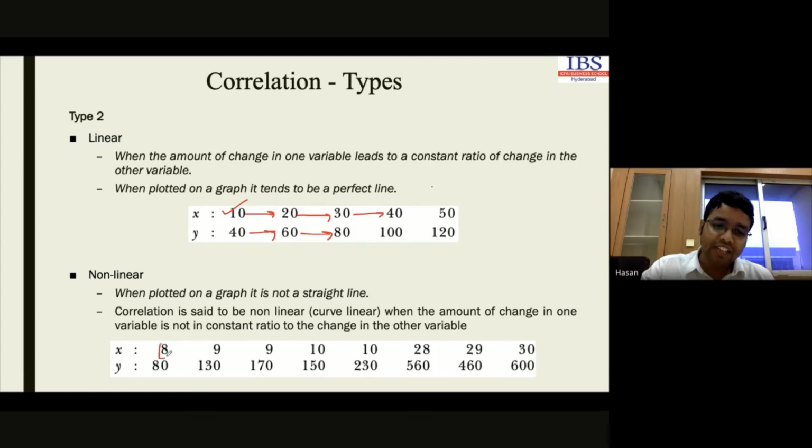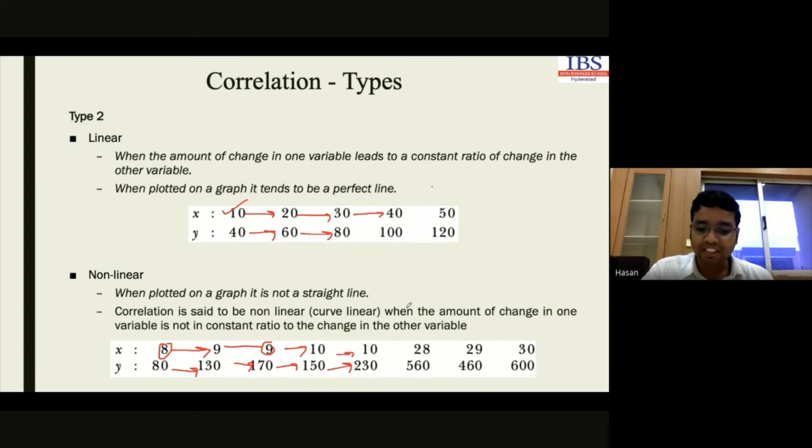From 8 to 9, I increase the value for x by 1, but here the y value increases by 50. Again, the x value is increased by 1, and the y value increased by 20, again fixed, again y will increase. So that means there is no fixed change. There is no particular pattern on which x will increase and y will increase. So this type of relation is known as non-linear correlation.